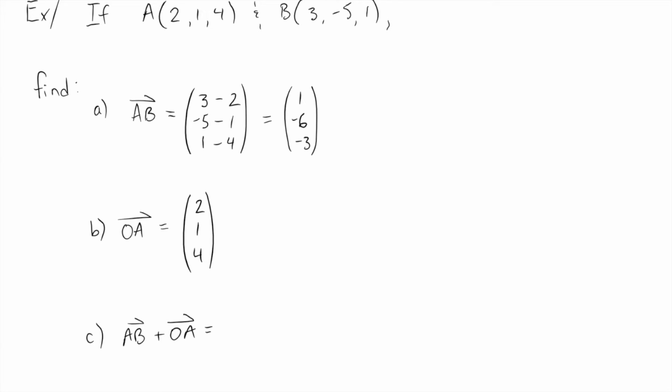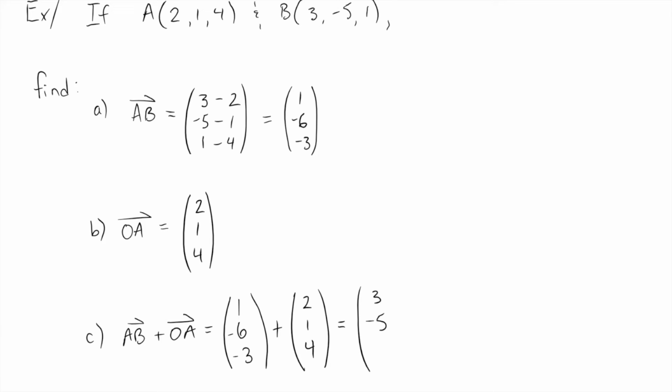For this final question where I'm adding two vectors together, I'm taking the vector 1, -6, and -3, adding that to 2, 1, 4. And based on the rules we just outlined, that's simply a matter of adding the components together. So I would do 1 plus 2 is 3, -6 plus 1 is -5, and -3 plus 4 is 1. And that's my resultant vector for that addition of two vectors.